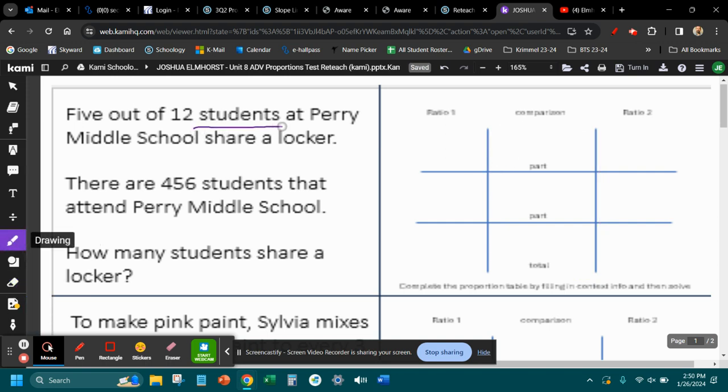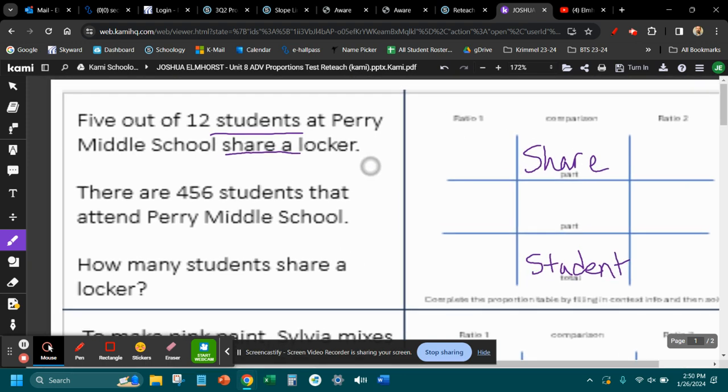So go up in your information, we have students, and go up into the word problem situation, we have some comparisons being made. They're talking about students and sharing a locker. So let's fill this in as sharing a locker. And then students, it doesn't say which one they are. So that is going to be our general term for total. And it means there's a missing part in here. If there's sharing, then there's not sharing.